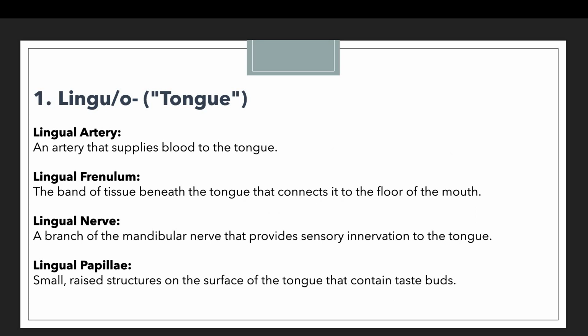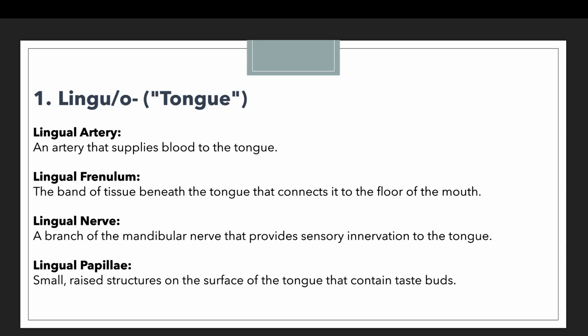The first prefix we have is lingu or tongue. Now what is lingu or tongue? Lingu or linguo is a prefix in medical terminology that is used wherever the discussion is related to the tongue.